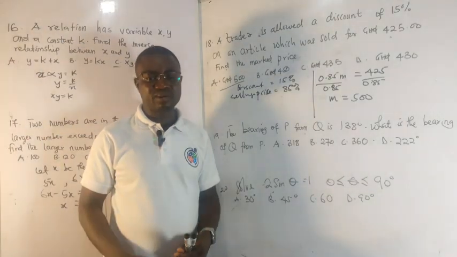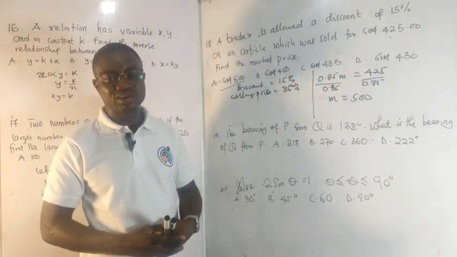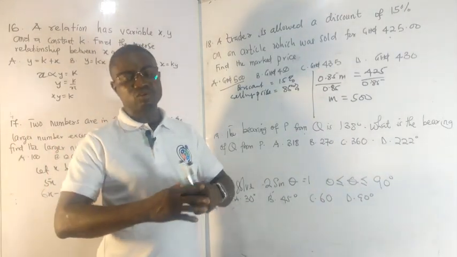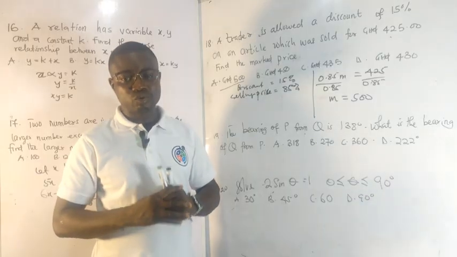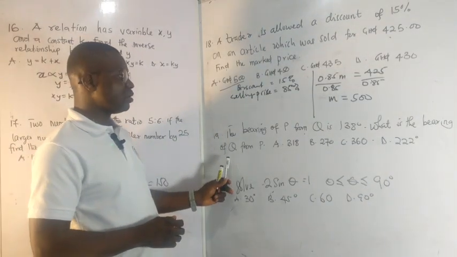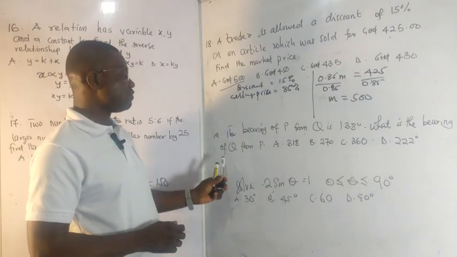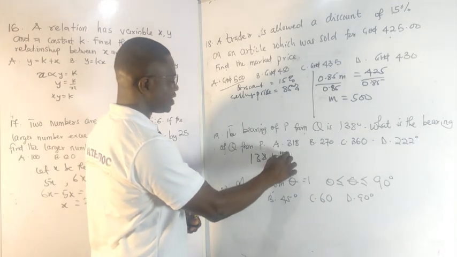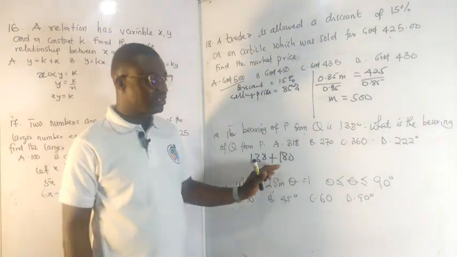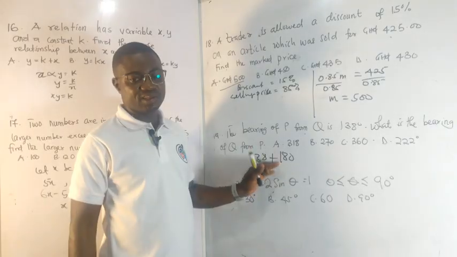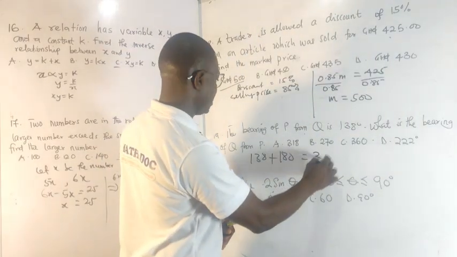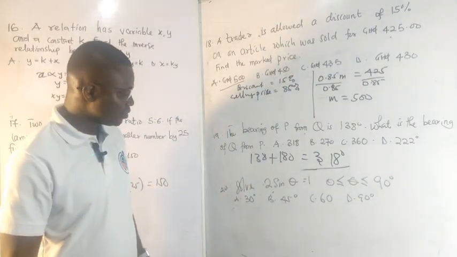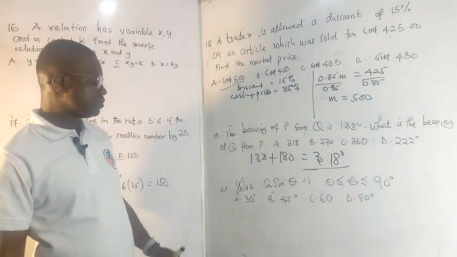Now we said that the bearing is the reverse, or what we all call the back bearing. Anytime you are talking about back bearing, the first thing that you should note is that when you are having a back bearing, which is P from Q and then Q from P, you just add 138 plus 180. And when you add 138 plus 180, you are going to get 318 degrees. Is it not simple? Very simple. Now let's look at question number 20.